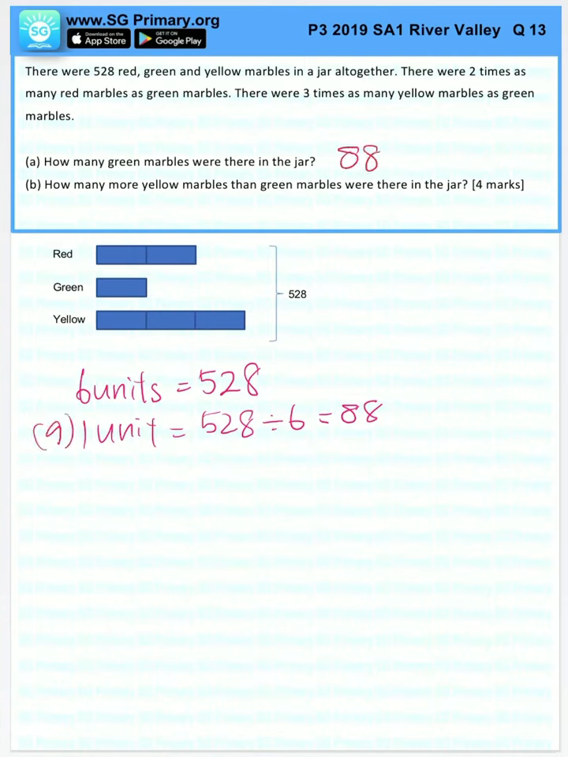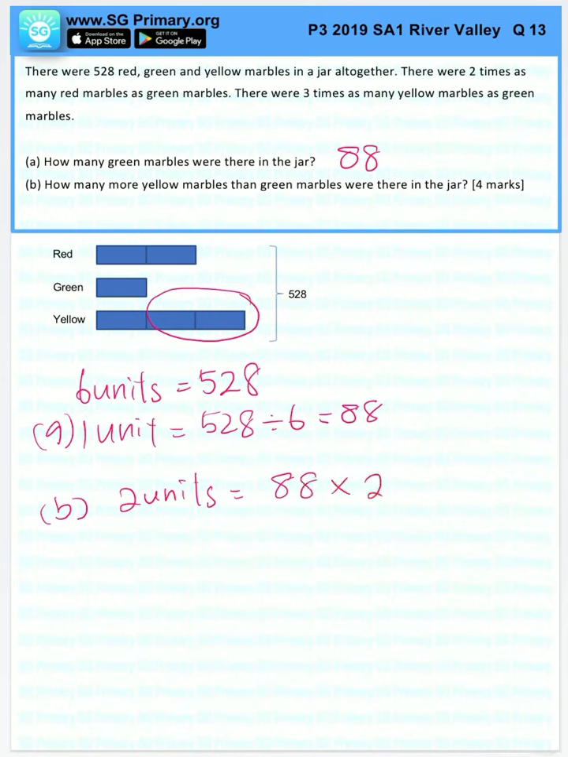B, how many more yellow than green? There are 2 units more. Can you see that? So 2 units, 88 times 2, which will give us 176.